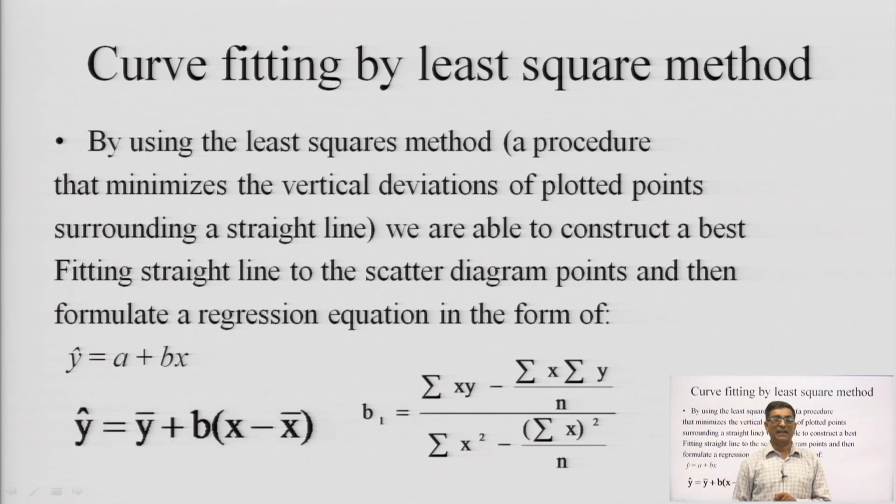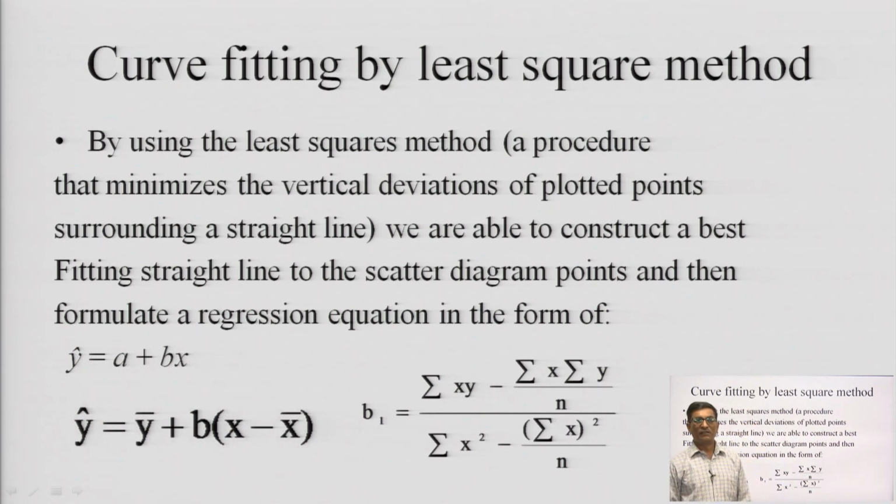and it can be written as y hat equal to y bar plus b times x minus x bar, where y bar is the mean of the y values and x bar is the mean of the x variable values, and b is the regression coefficient. And this regression coefficient of y on x is calculated by summation xy minus summation x into summation y upon n, upon summation x square minus summation x whole square upon n.